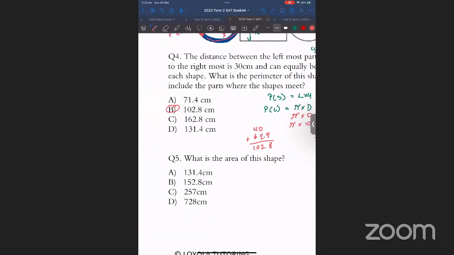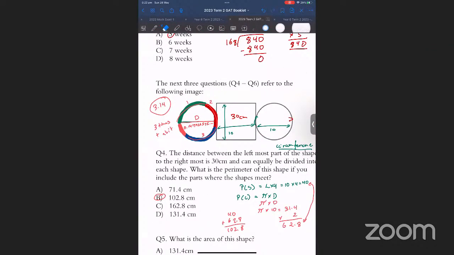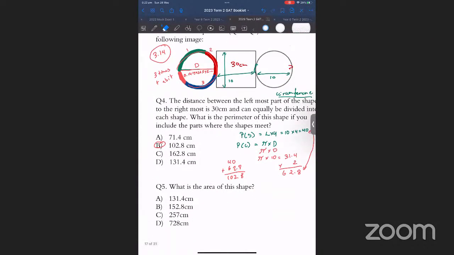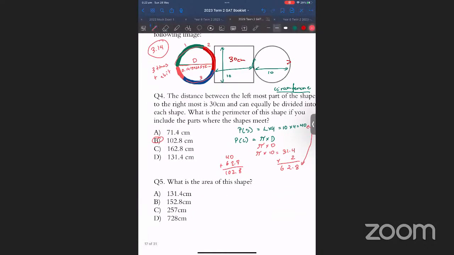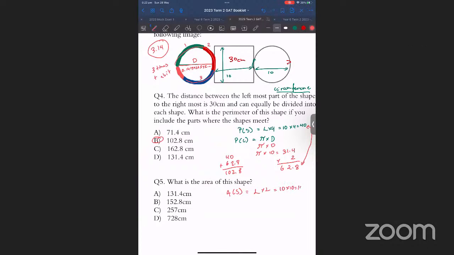What is the area of the shape? I was going to rub all of this out, is that okay? Actually, I don't need to rub it out. I'm going to write it out here. So how do you find the area of a square? Length multiplied by length. So it is 10 multiplied by 10, which is 100 centimeters squared.